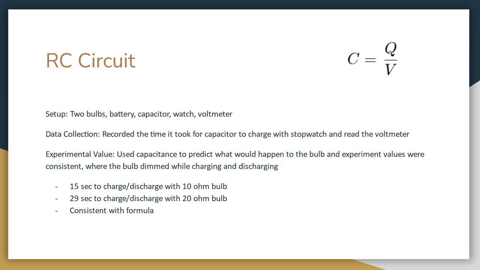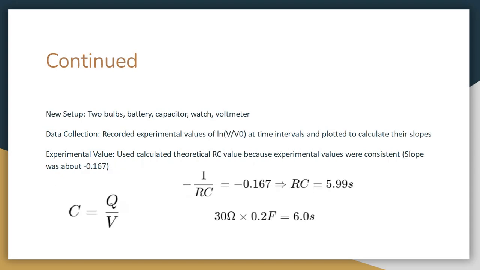And then for an RC circuit, we have two bulbs, a battery, a capacitor. We used a watch and a voltmeter, and we recorded the time it took for a capacitor to charge the light bulb with the stopwatch and read the voltmeter. And we used capacitance to predict what would happen to the bulb, and experimental values were consistent. And the bulb dimmed while charging and discharging. And we got 15 seconds for the 10 ohm bulb and 29 seconds for the 20 ohm bulb, which was consistent with the formula C equals Q over V.